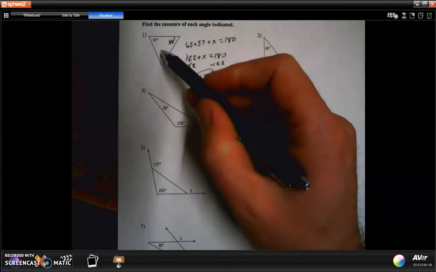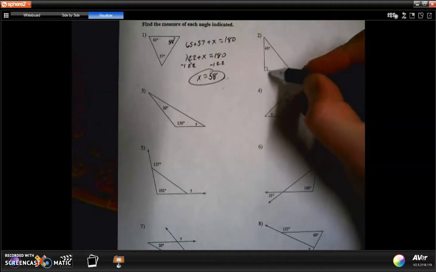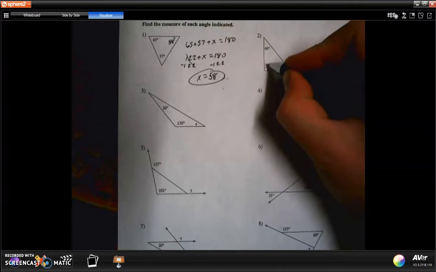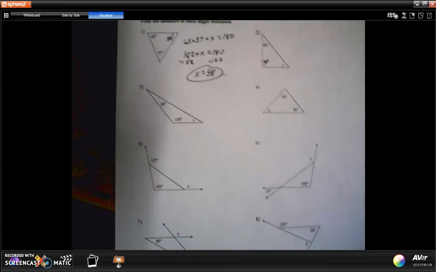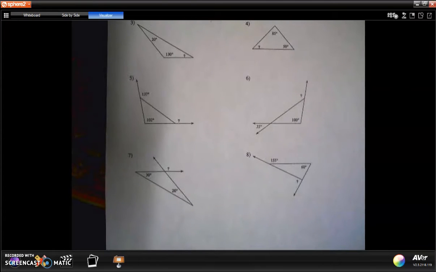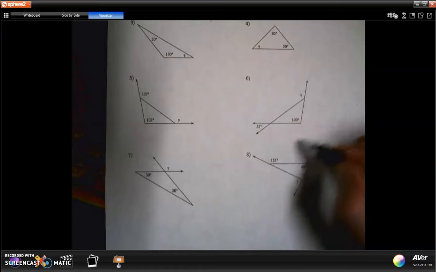So that angle has to be 58 degrees for all three to add up to 180. You do that for problems 1, 2, 3, 4. Number 2 can be tricky here. There's a right angle, so that's got to be 90 degrees right there. So be aware of that. It gets a little tricky down here, 5, 6, 7, 8, because now we're taking all our knowledge and combining it into one.